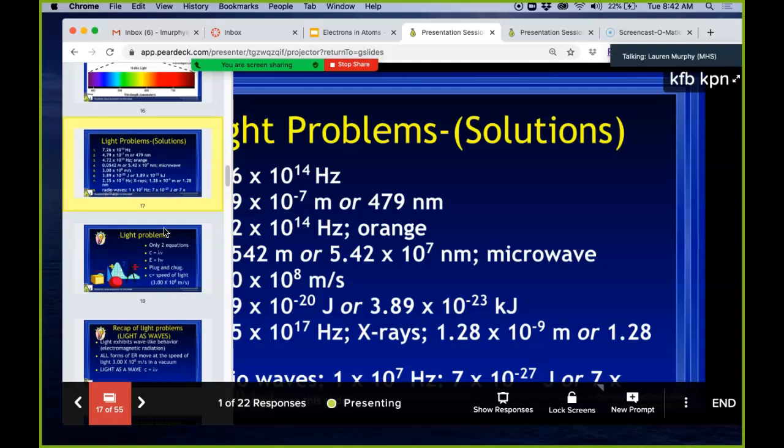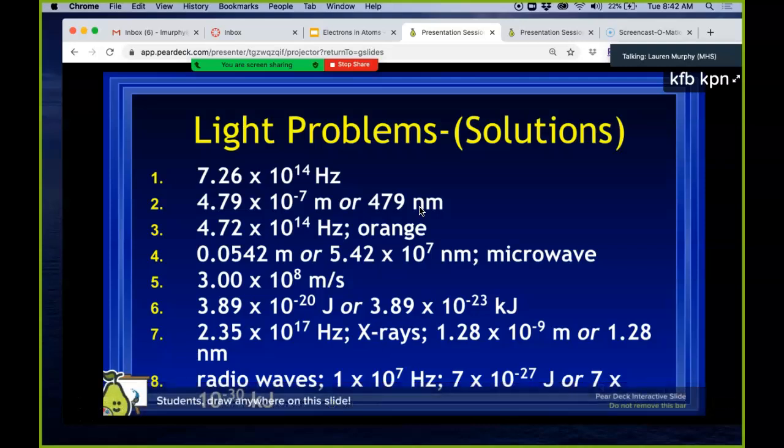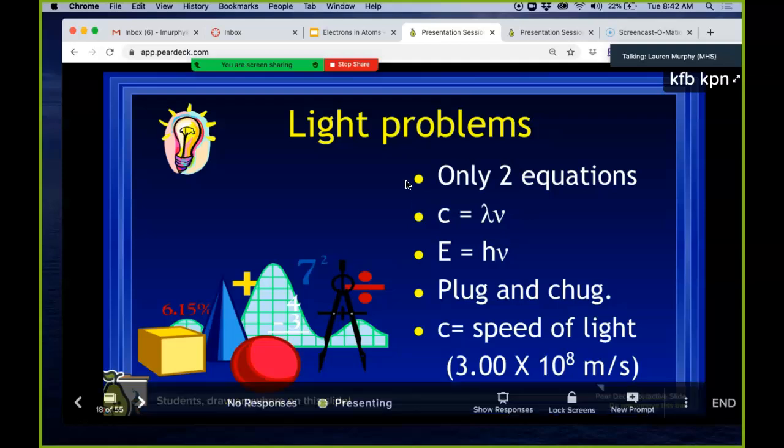Okay, so this is kind of where we ended, was doing all the math for the light problems, and that was your assignment over the weekend, to do some reading and do the math that's associated with it. For the math problems, there's really only two equations. There's the speed of light, that's the c equation: c equals wavelength times frequency. And then there's the energy equation, which is E equals Planck's constant times frequency. And then you just plug numbers in.